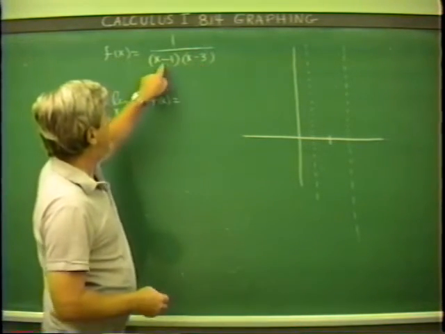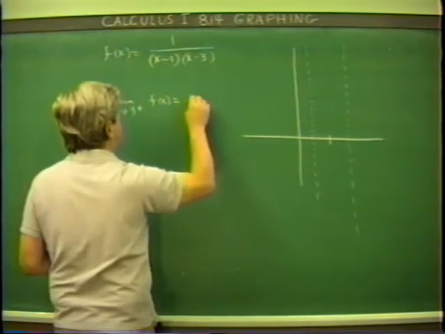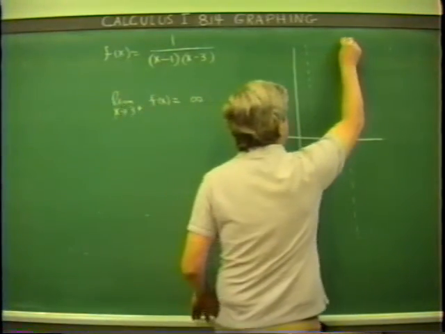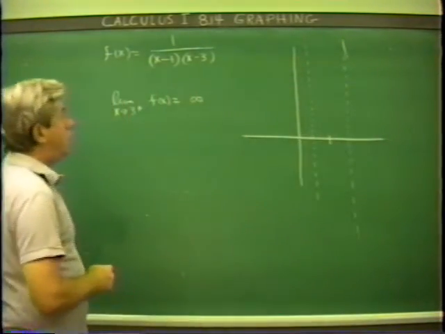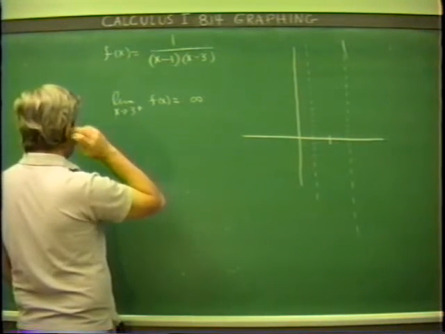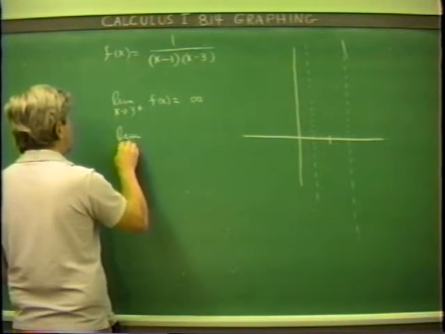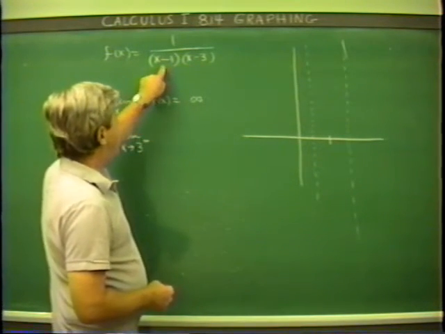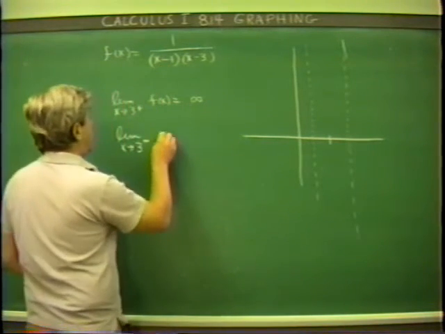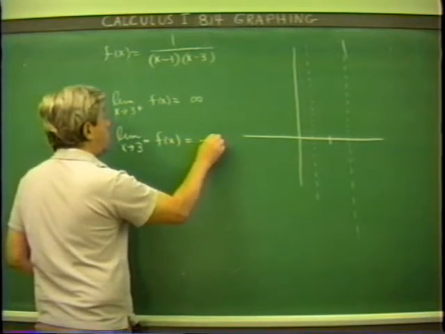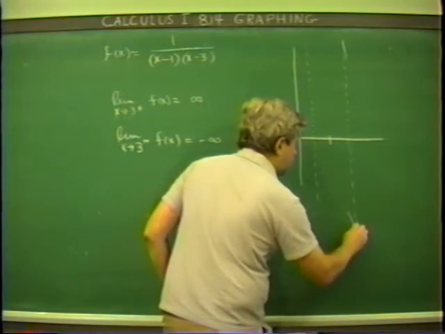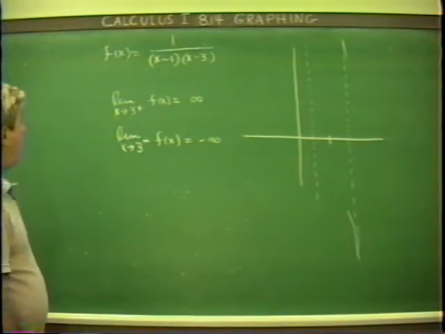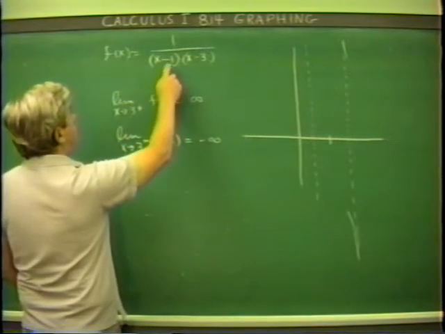So the limit as x approaches 3 from the right, let's say. Well, when x is larger than 3, this is positive, and so is this. It's going to approach 0, and so this is going to be plus infinity. Right? So we can draw this in here like so. The limit as x approaches 3 from the left, this is going to be negative, and this is going to be positive as x approaches 3 from the left, so that this limit is going to be minus infinity. So we can draw this in here like this.